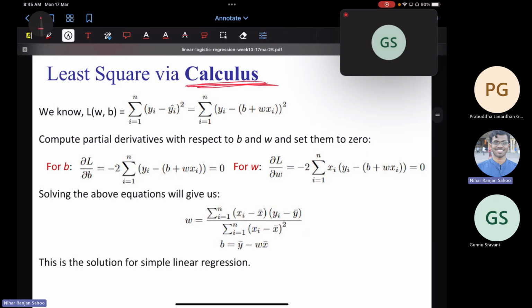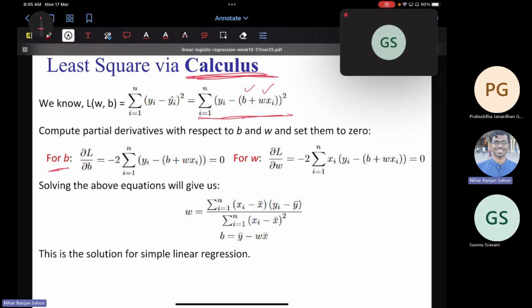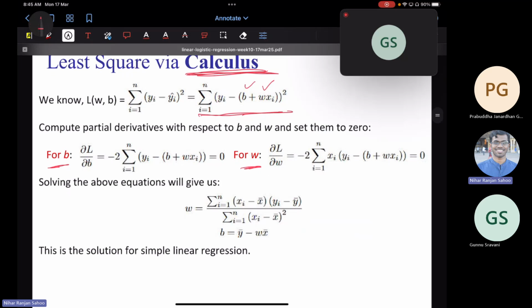Okay, let's start with the approach using calculus. This is very intuitive. We are given the loss function, and there are only two parameters. We'll take the partial derivative with respect to each parameter, for B, then for W. These are simple mathematics. If you do this, you will get this equation for B, and this equation for W. Now you simplify. First, try to eliminate B from this equation. Once you eliminate B and represent it in terms of W, put the value of B here, and once you solve both of these, you will get W and B equal to this. This is for the one-dimensional case.